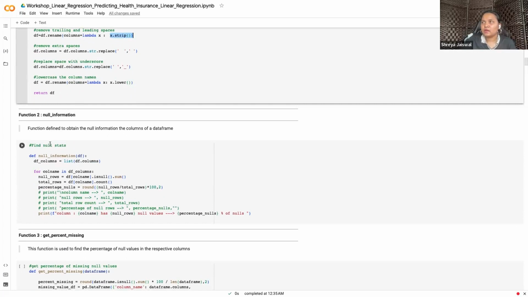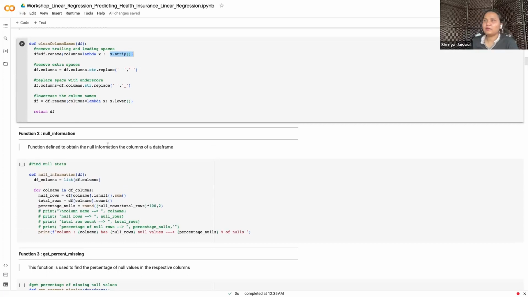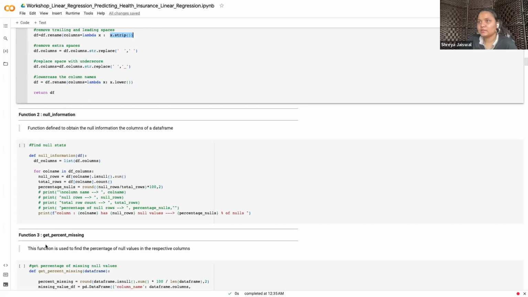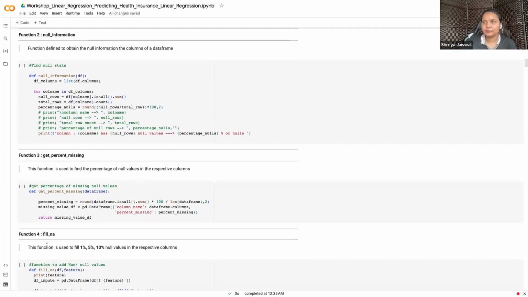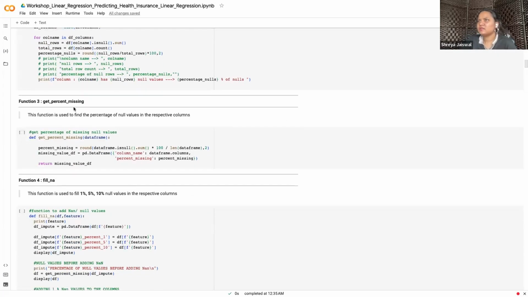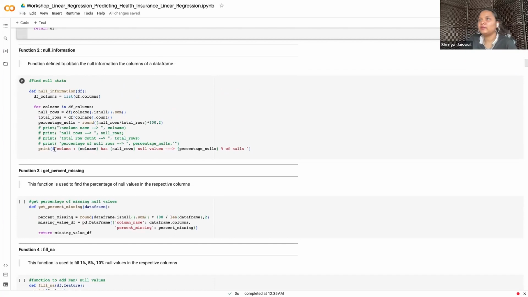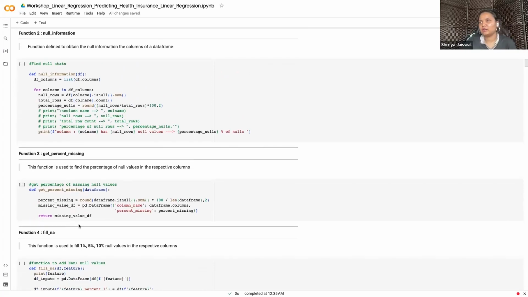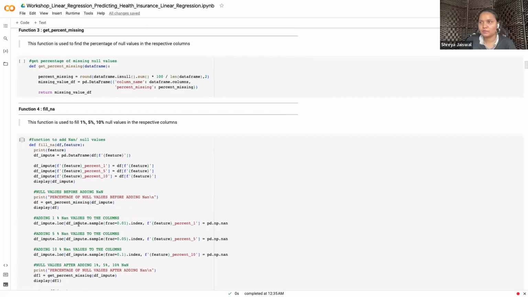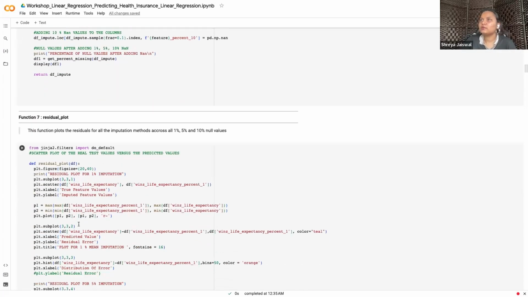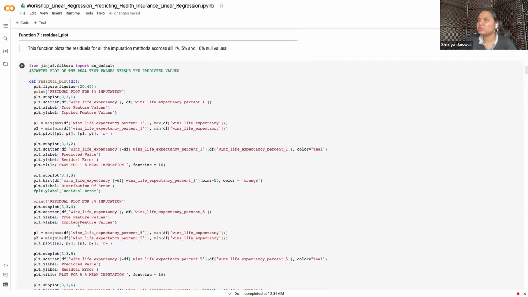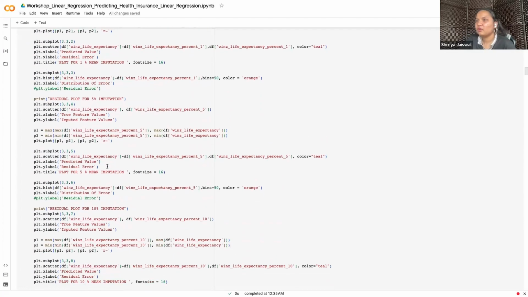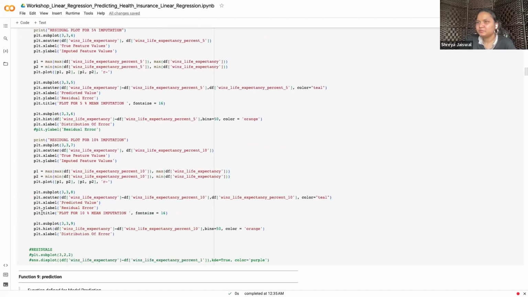This function too is about the null information. The null present in my particular data set is what this function is doing. We'll be using this to find how many null or missing values are present in our data set. This is equivalent to finding the null, but this is just in terms of finding the percentage of the missing values. This is not necessary. Residual plot is just a little bit of visualization which I've used.